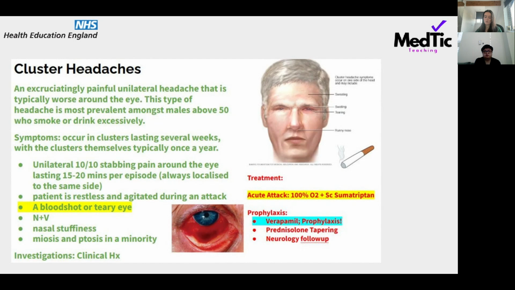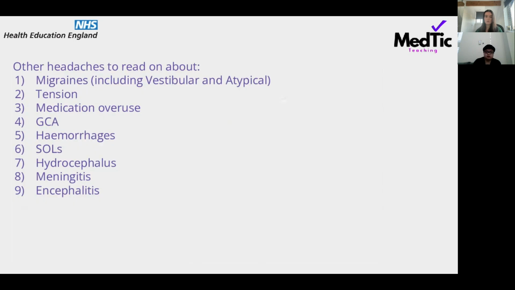To prevent these attacks from coming again in the future, verapamil is usually used as a prophylactic medication in the long term. If that's contraindicated, they can opt for prednisolone tapering, their steroid medications tapered down, and they may require neurology follow up for this case as well. And that is the last question.